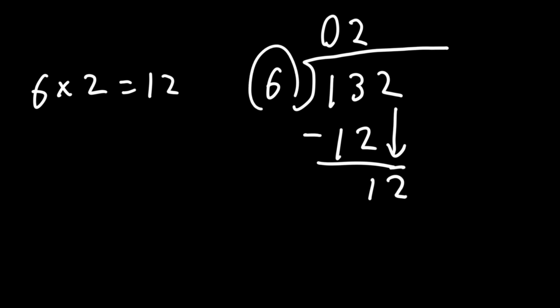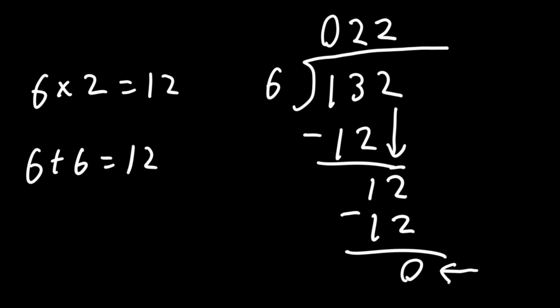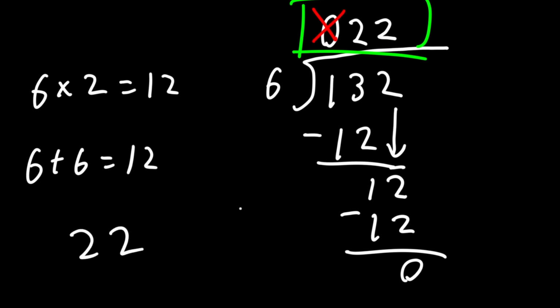How many times can 6 go into 12? 6 plus 6 equals 12. So 6 can go into 12 2 times. So let's put a 2 up here. Now let's subtract this by 12. And this equals 0. And notice how we only have 1 0 on the bottom. So that means we're done. That means this is our final answer. But notice how the 0 in front doesn't actually mean anything. So our final answer is just 22.